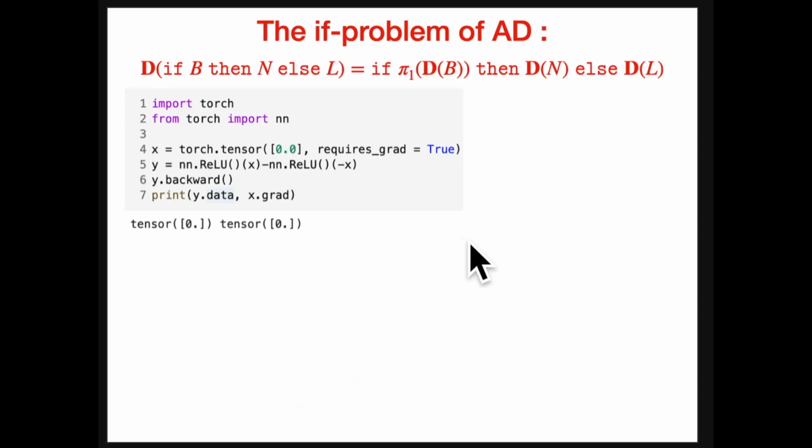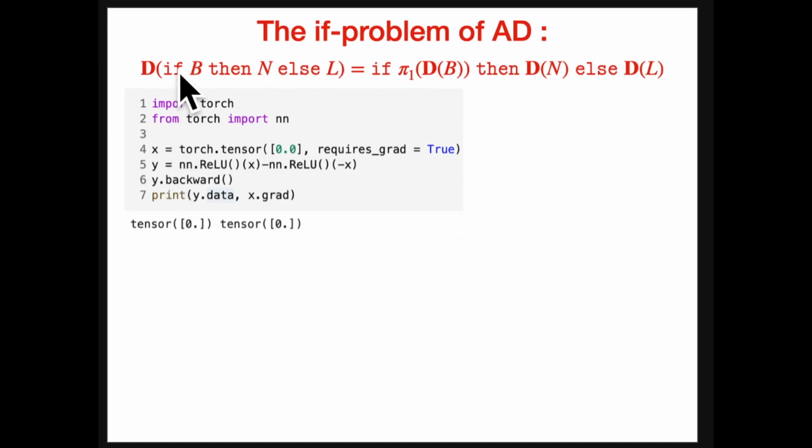Actually, this mistake has nothing to do with our formalization of AD. You can reproduce it in standard AD libraries. In PyTorch, for example, here I can reproduce the expression in that way with this statement. And then if you compute the gradient of this expression by using the backward method of PyTorch on the specific input of 0, you get that the derivative with respect to the input of this expression is 0 and not 1. So you get the same error as before.